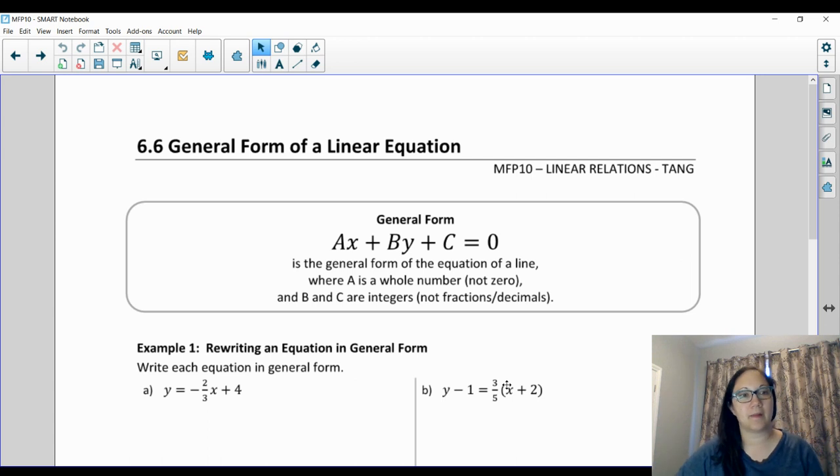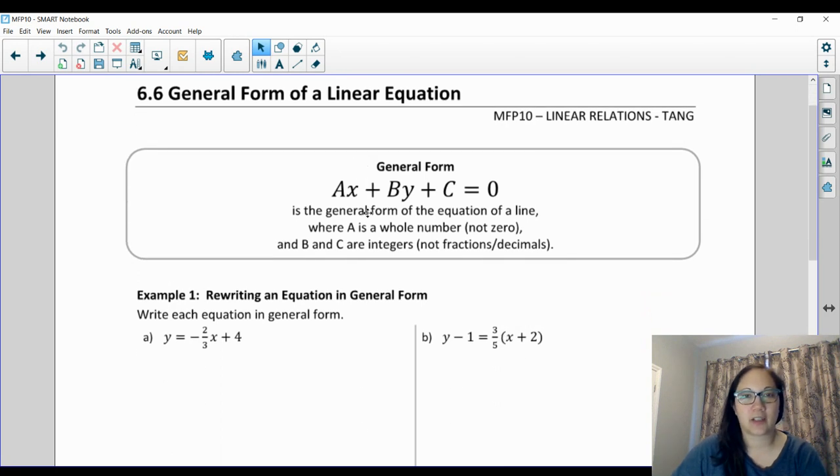Hello everybody and welcome to our last section for chapter 6, and this is on the general form of a linear equation. So far we've looked at slope point form and slope intercept form, and this is the last one that we're going to study in this course. And it's kind of the least useful in a lot of ways, the general form.